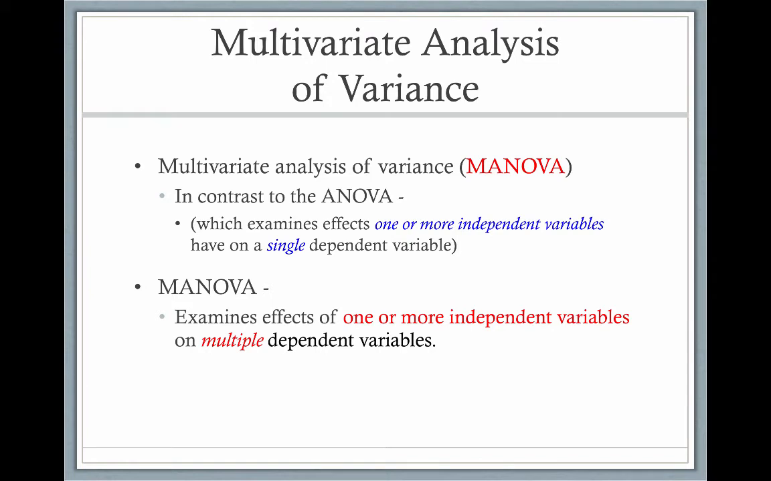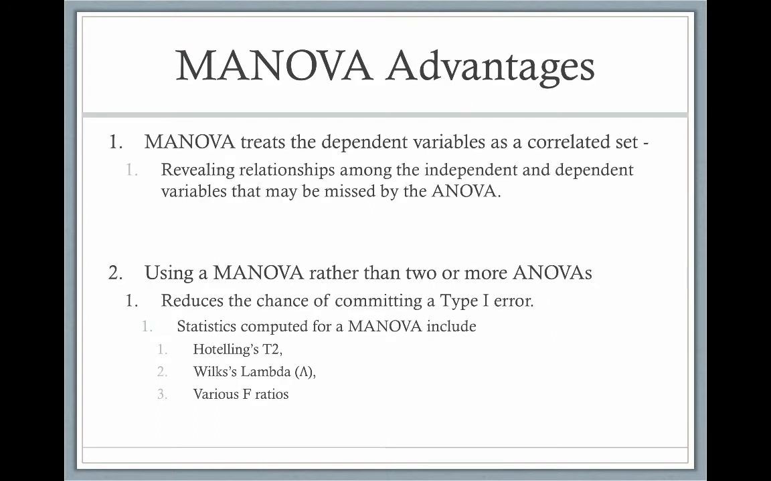A multivariate analysis of variance, or a MANOVA, in contrast to the ANOVA, which examines the effects of one or more independent variables on a single dependent variable. A MANOVA examines the effect of one or more independent variables on multiple dependent variables. The MANOVA treats the dependent variables as a correlated set, revealing relationships among the independent and dependent variables that may have been missed by the ANOVA.